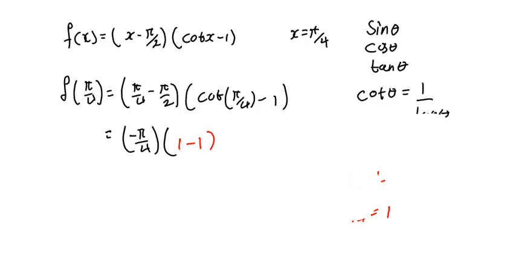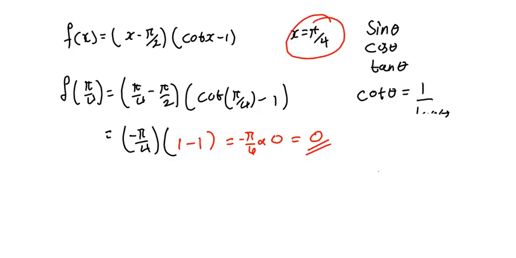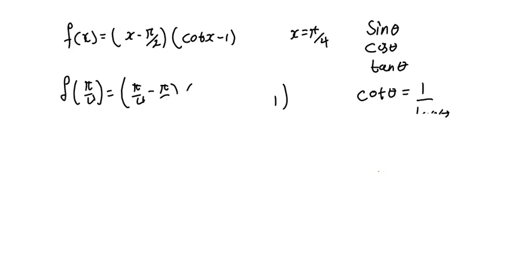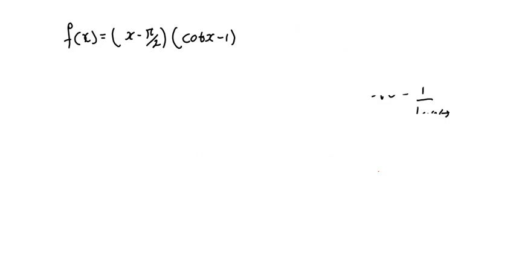Okay, so what do we end up getting? 1 minus 1 is a 0, so it's more like minus pi over 4 multiplied by 0. So that's going to be what? That's going to be a 0. So this confirms that pi over 4 is the root for this function f of x that we have right here. Okay, so that was all that question 3a required us to do, and it's pretty straightforward.